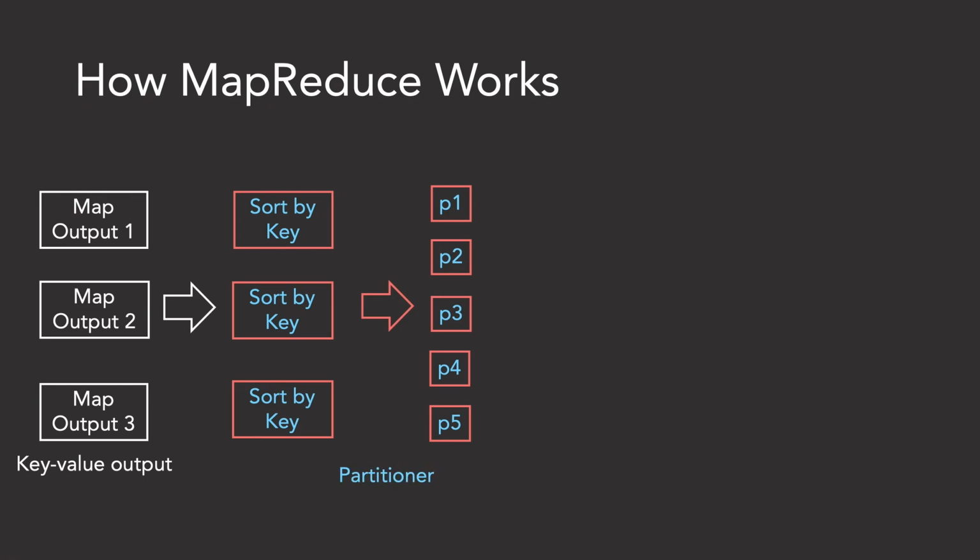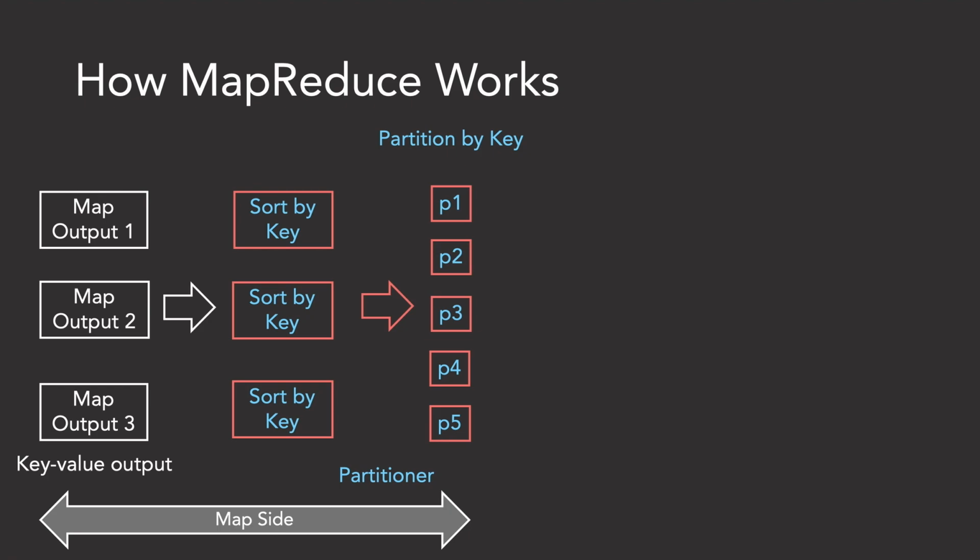Now a partitioner would work here, which will take these key value records and put them into individual partitions. By default, the partition strategy is the hash partitioning, but you can have a custom partitioning strategy also. So the partitioning is done by the key, and this is the map side of things.